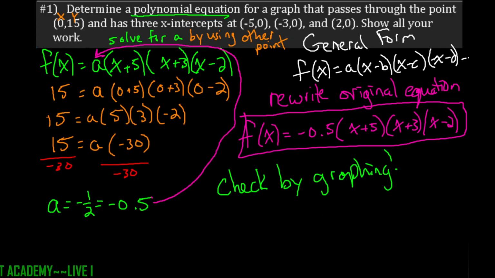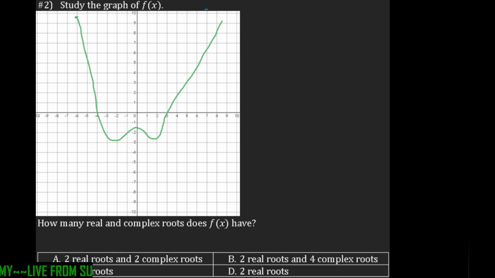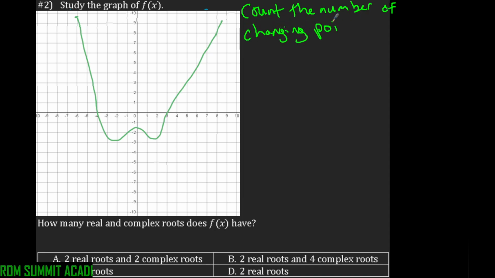All right. On the next one, it says study the graph of f of x. It has a couple curves to it, a W shape. And it says how many real and complex roots does it have? So first up, we're going to count the number of changing points. Points of inflection are where it goes from increasing to decreasing and vice versa. That's where we're going to count a changing point.